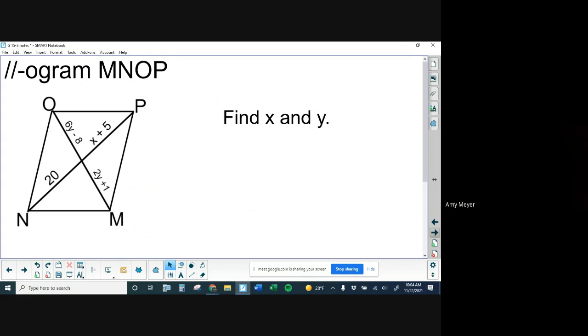I'm making a new seating chart for after Thanksgiving. Is there anybody that prefers the front?